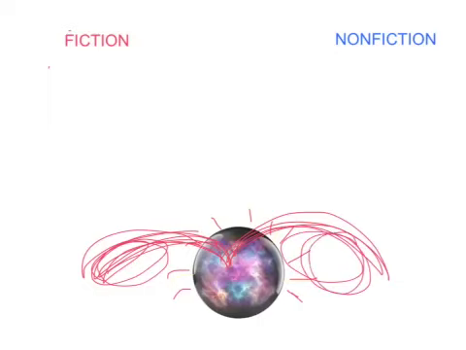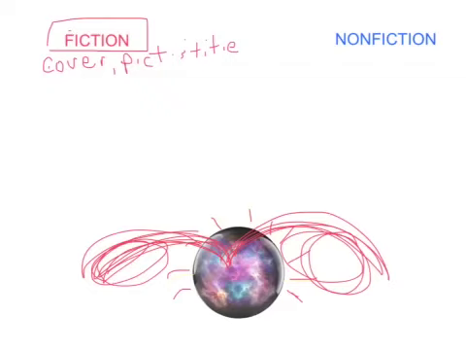When you're reading and working with fiction text, you must very carefully preview your text. You must look at the cover, look at the pictures, and the title. Activate your schema. What do you know about this subject? What do you know about the book? And you can also go inside and preview the text structure.